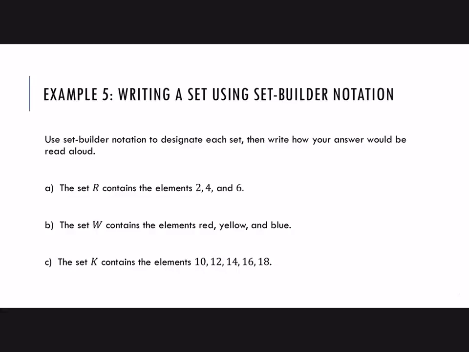Alright, let's try a few more examples. The set R contains the elements 2, 4, and 6. So this one has a name of the set. So I'll write R equals. And then set builder notation has braces. Okay, and this is the set of all elements X such that, and then I need to describe using symbols what are the properties or the patterns that accurately describe 2, 4, and 6.